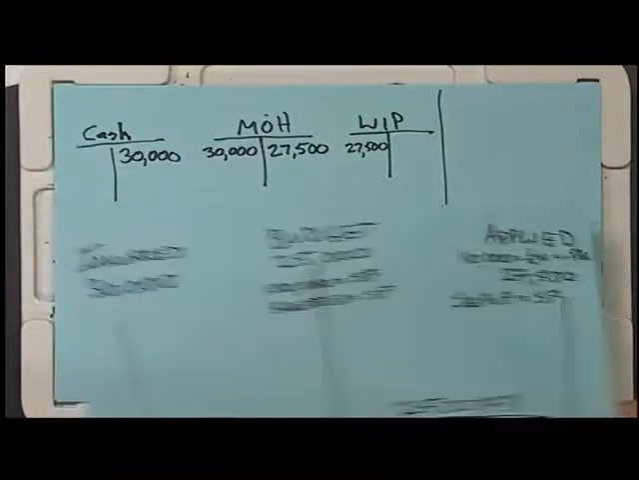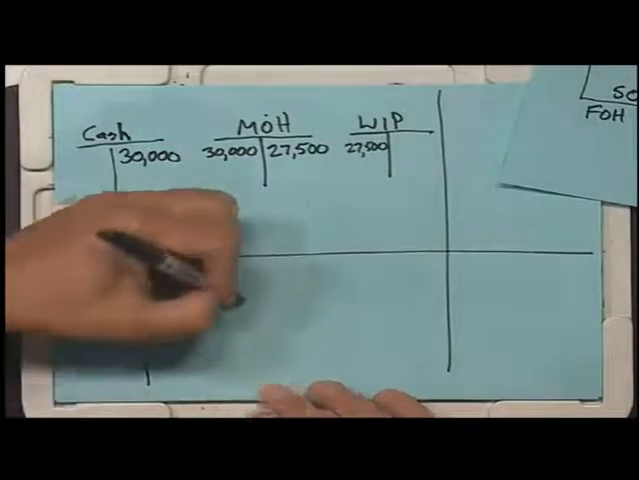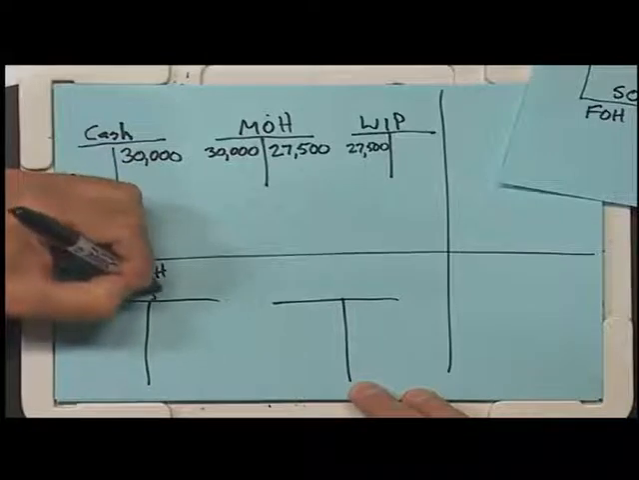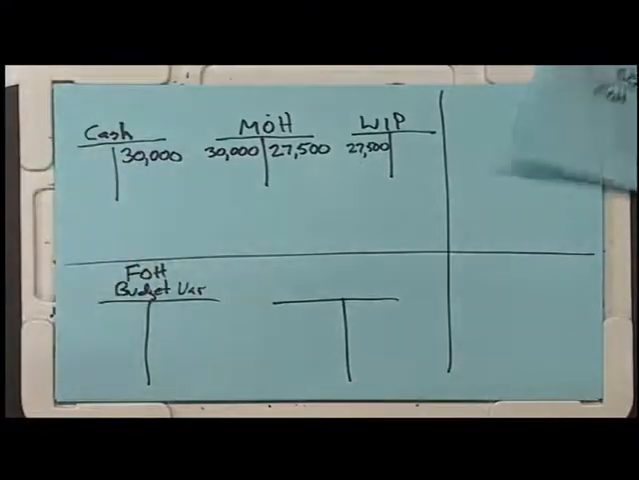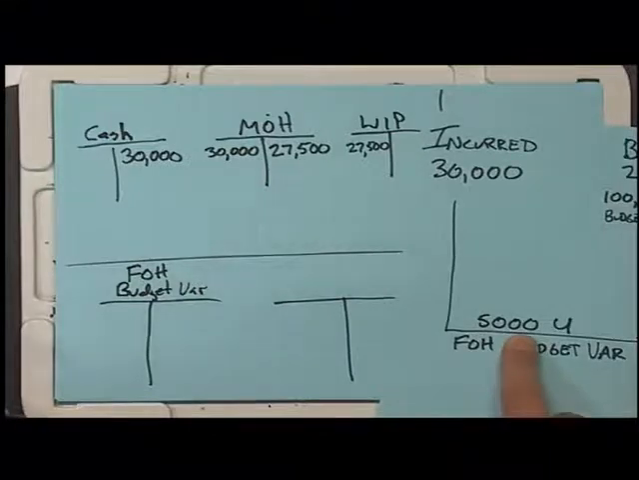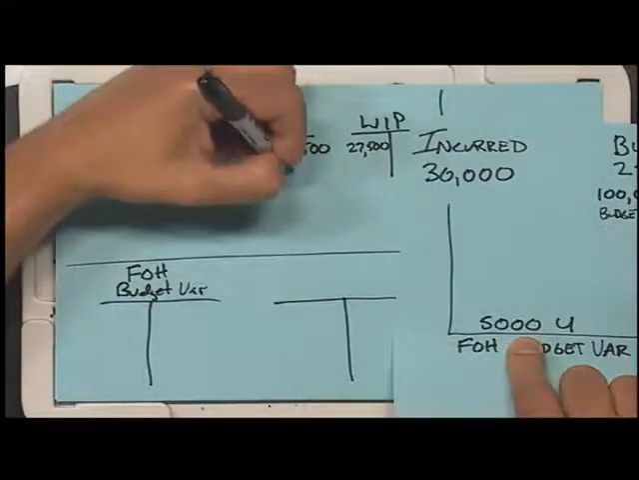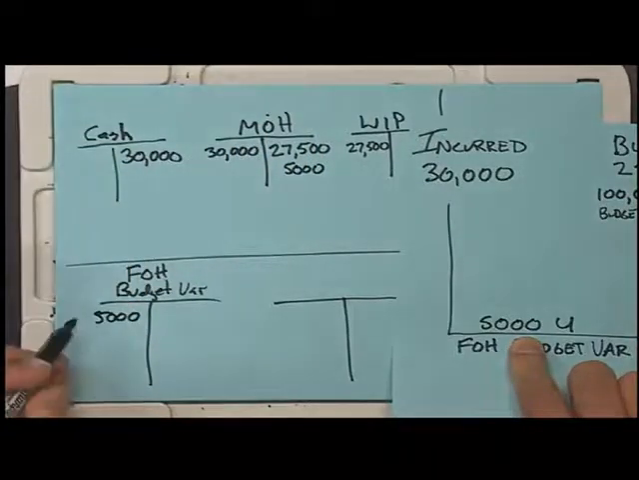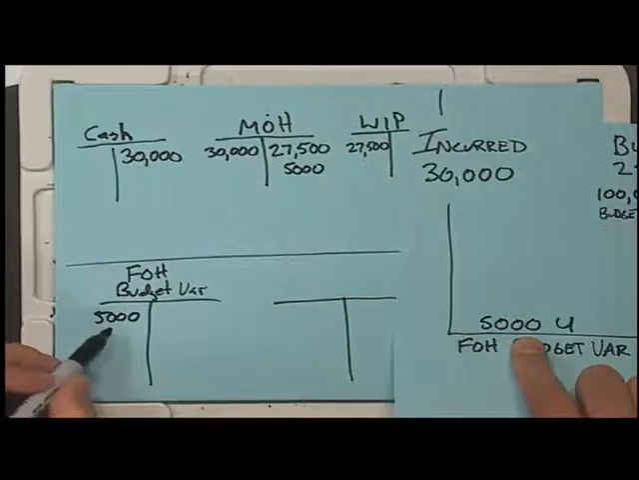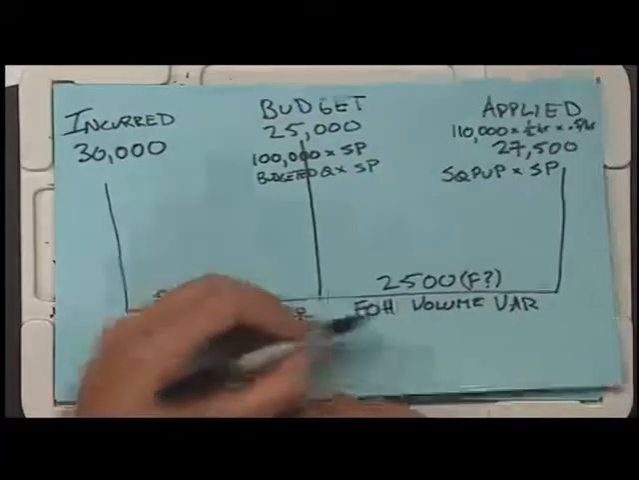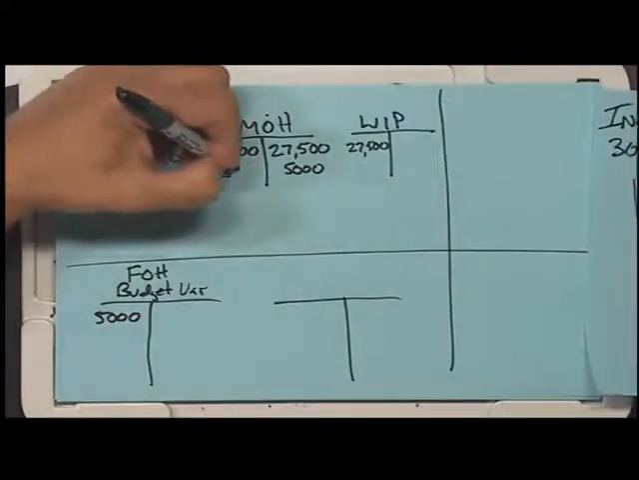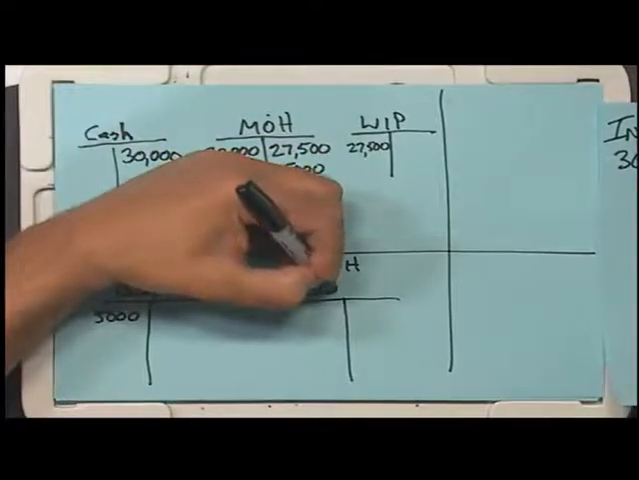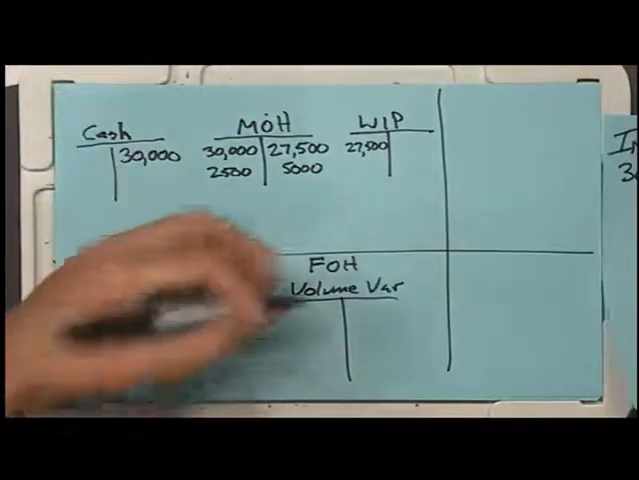And now, to make the entry balance, we are going to create two variances. We're going to create our fixed overhead budget variance, and that's unfavorable. That's going to be a $5,000 credit here and a $5,000 debit there, reducing income by increasing cost of goods sold. And then we have a $2,500 debit here and credit to our fixed overhead volume variance.